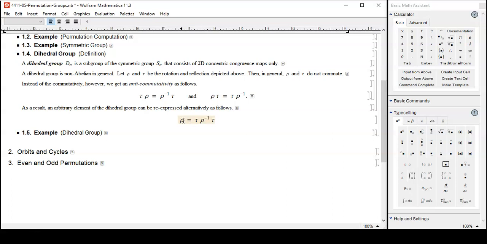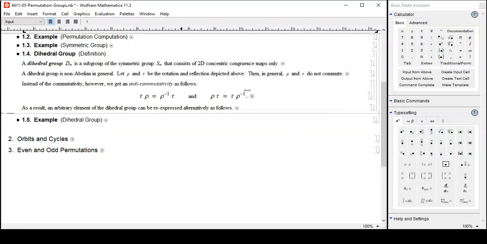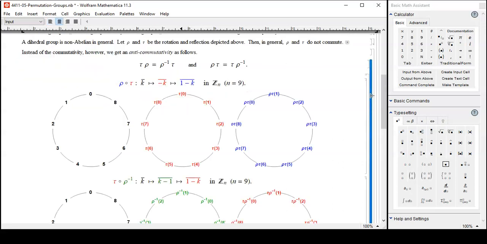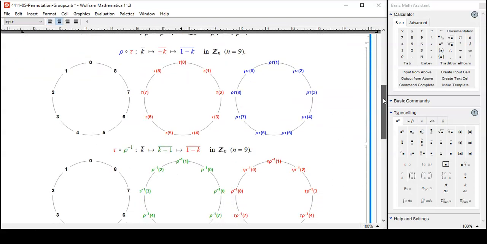And then we multiply tau to the right-hand side. The same thing. Tau times tau, they just disappear. That becomes identity, and that's what we have over here. So these two are actually equivalent. So tau rho is rho inverse tau. Rho tau is tau rho inverse. But then again, is this really true? And yes. Here's the visualization.